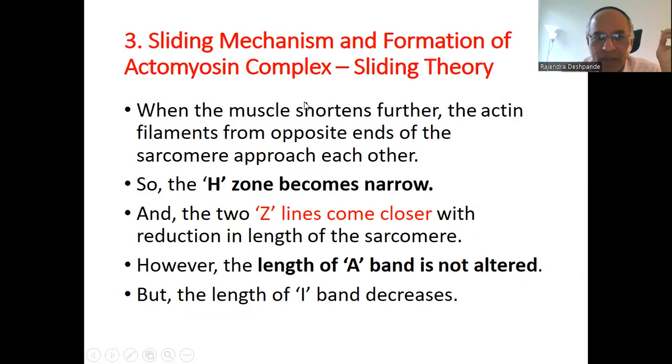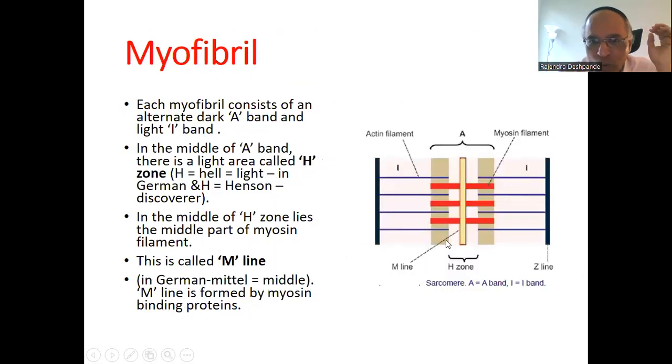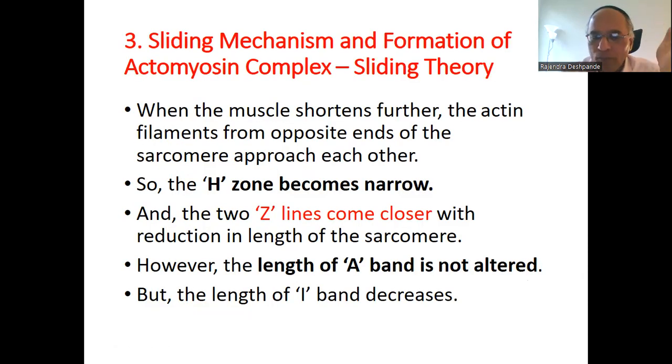This is sliding theory. When the muscle fiber shortens further, the actin filaments from opposite sides of the sarcomere approach each other. So the H zone becomes narrow. Again, I will go back and show you the H zone. Can you see the H zone? This H zone becomes smaller. H zone becomes narrow. And the Z lines come closer with the reduction of the length of the sarcomere.